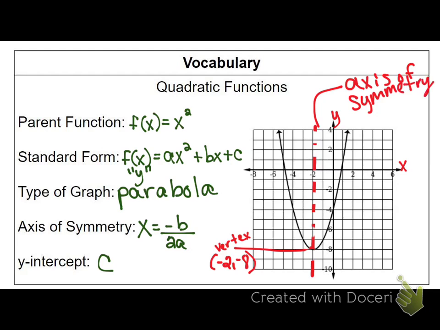So that line that separates our parabola, or what divides it exactly in half, is going to be our axis of symmetry. Now again, when I give you a graph, it's really easy to identify our axis of symmetry. But if I just give you the quadratic function written in standard form, you're going to have to use the axis of symmetry formula. Okay?